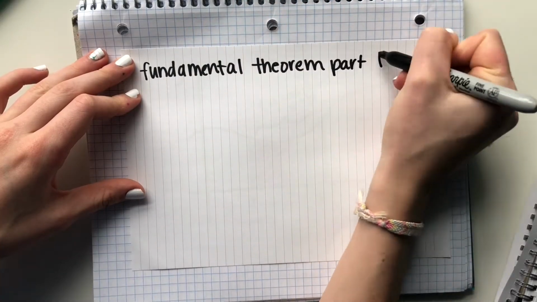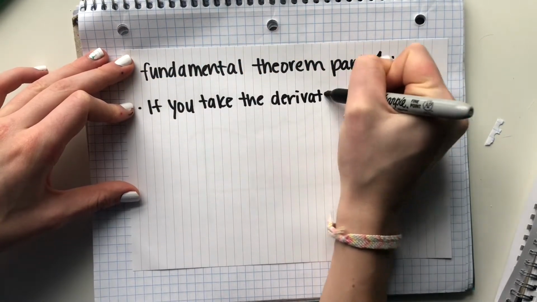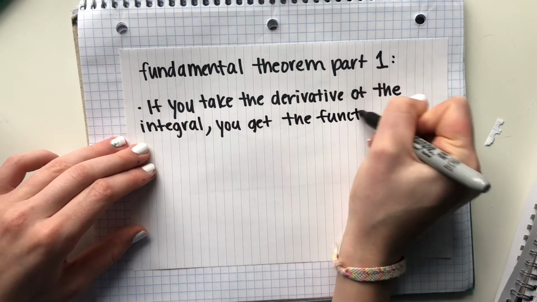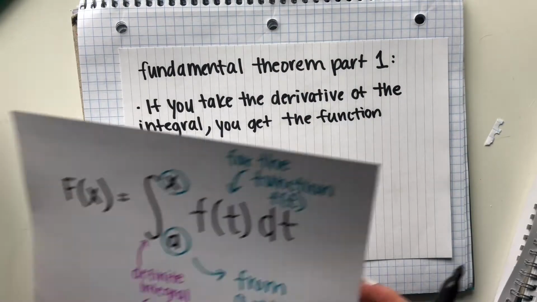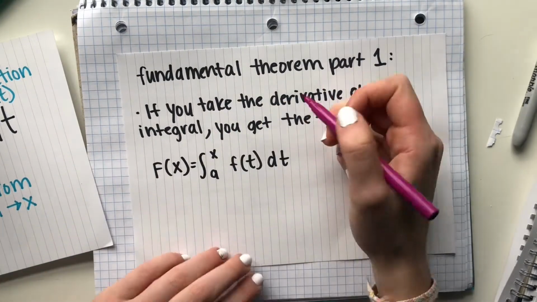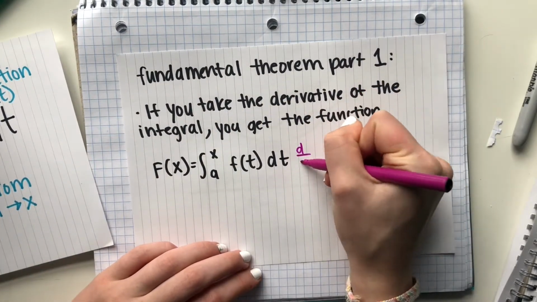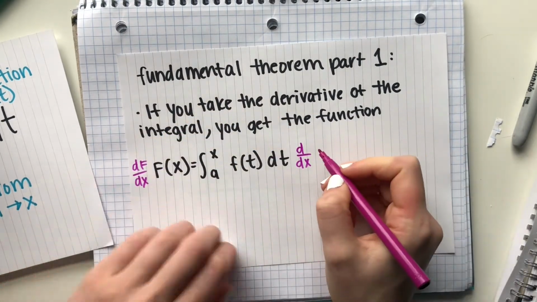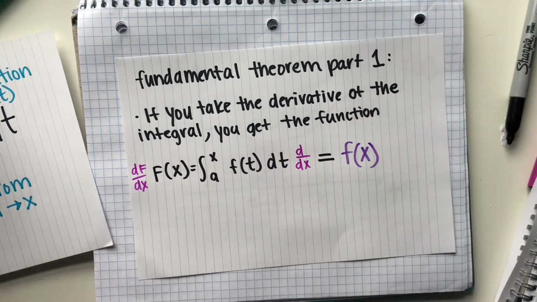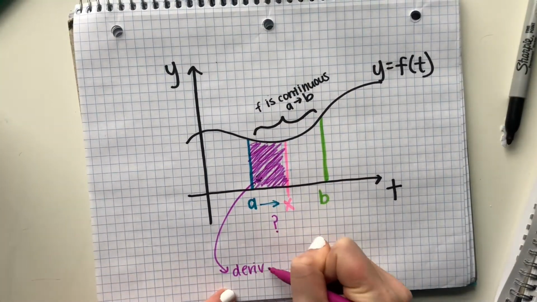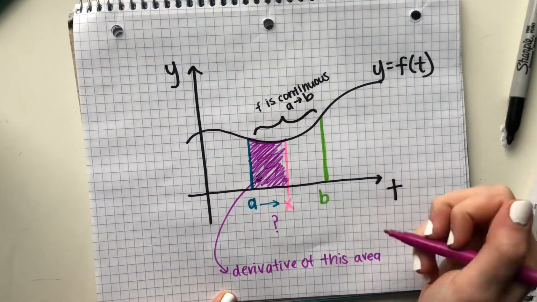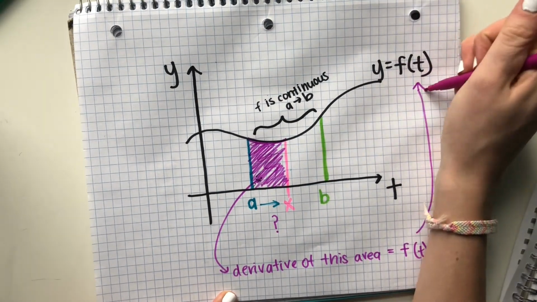So how does this relate to the Fundamental Theorem of Calculus Part 1? Basically, if you take the derivative of the integral, you're going to get the function back. So this relates integrals and functions. If we take the derivative of what we just found, we are going to get f of x. We can write out what we just had, take the derivative of both sides, and that is going to equal the function f of x. You can see that on the graph too. The derivative of that area under the curve is going to be equal to f of t, which is our function.